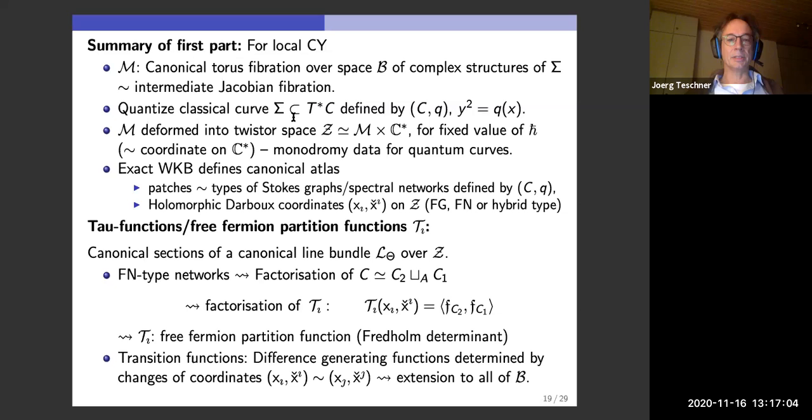Then a first step was, well, we were describing our Calabi-Yau through sort of the curve of its singularities, which was this curve in the cotangent bundle of the Riemann surface C. And the first step is that we need to somehow deform this. This is giving sort of the classical structure, the classical story. And the first step is to deform the curve into what was called a quantum curve.